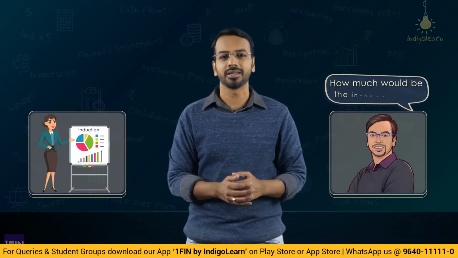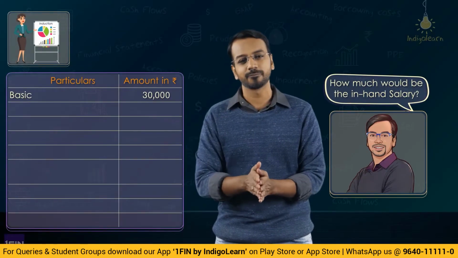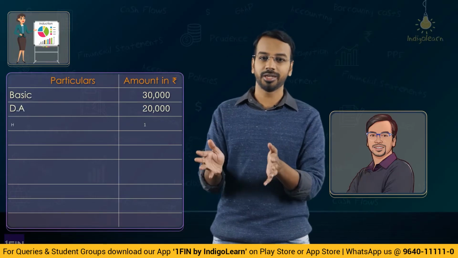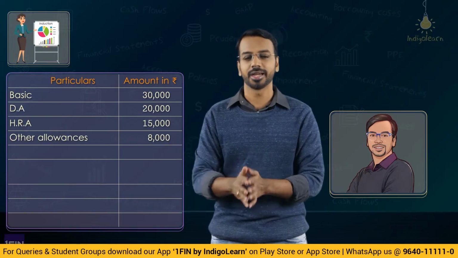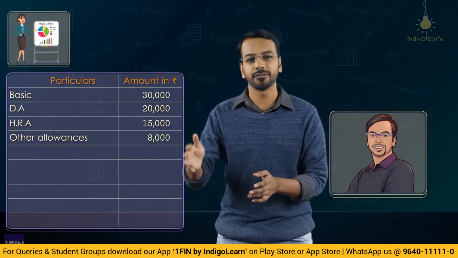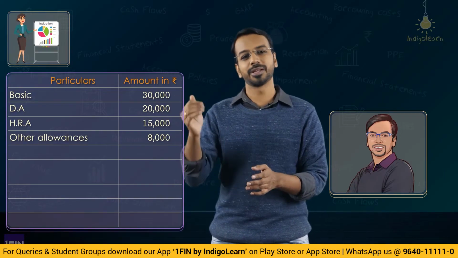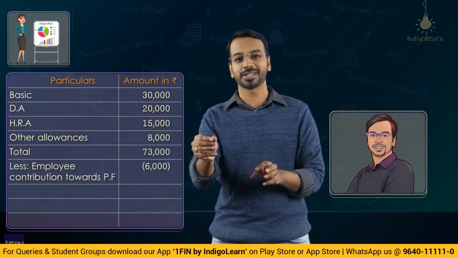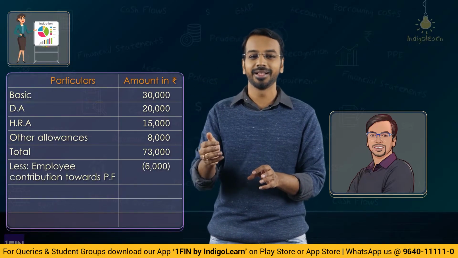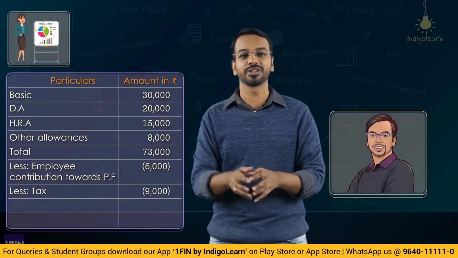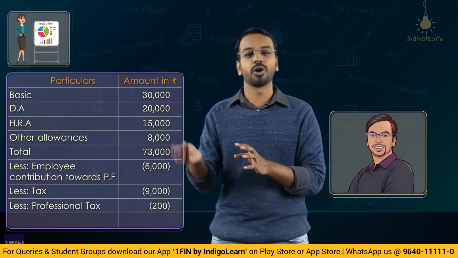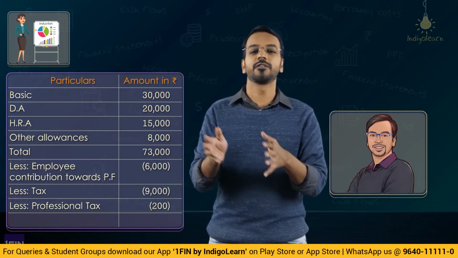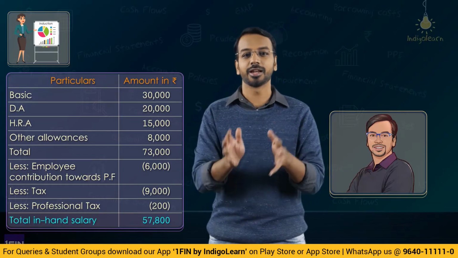Similarly, for the first job, the in-hand salary was also equally valuable for us. So we asked the HR, how much will be the in-hand salary? The HR said, okay, you will get the basic, you will get the DA, you will get the HRA, then you will get the other allowances, right? All this put together, 30,000 plus 20, 50, 50 plus another 15, 65 plus 8, 73,000 minus your contribution of PF 12%, 6,000 will be deducted, and tax of approximately 9,000 and some professional tax would be deducted. So whatever you get in hand will be around 57,800, right? That will be the in-hand salary.